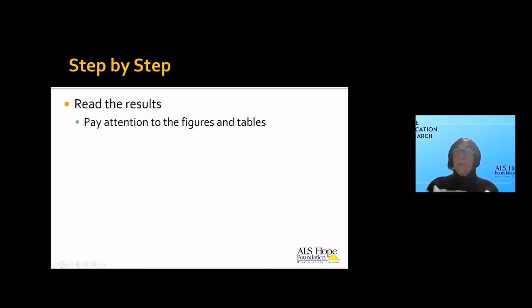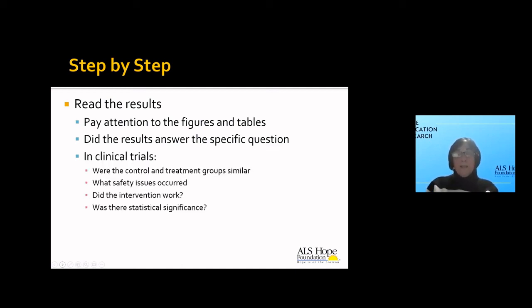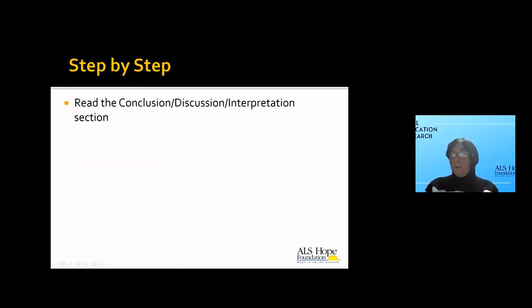And then you read the results. Pay attention to the figures and tables because they often contain the most key points that the investigator wants to make. Pay attention to whether the results answered the question that was being asked. And in clinical trials, were the control and treatment groups similar at the start? Were there safety issues? Did the intervention actually work? Was there statistical significance? And you know how to do that now.